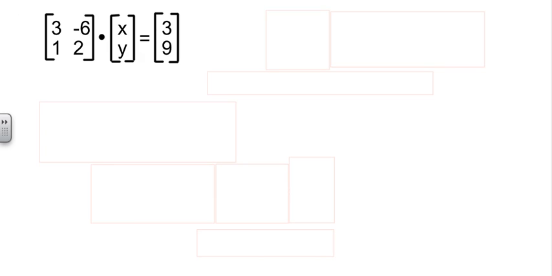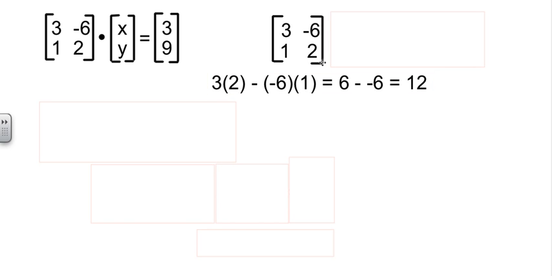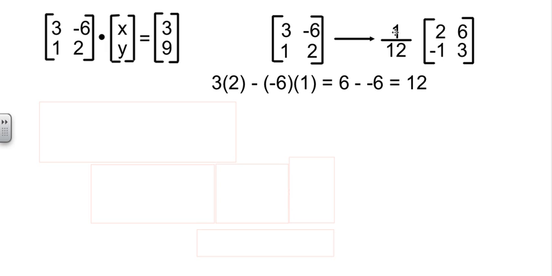Now I've copied this and brought it over to the next page so that we can work with it. What we need to do first is find the inverse of our coefficient matrix. So I'm going to come over here and work with that. I need to do the determinant. 3 times 2 minus -6 times 1. 6 minus -6 is 12. So I can do the inverse.